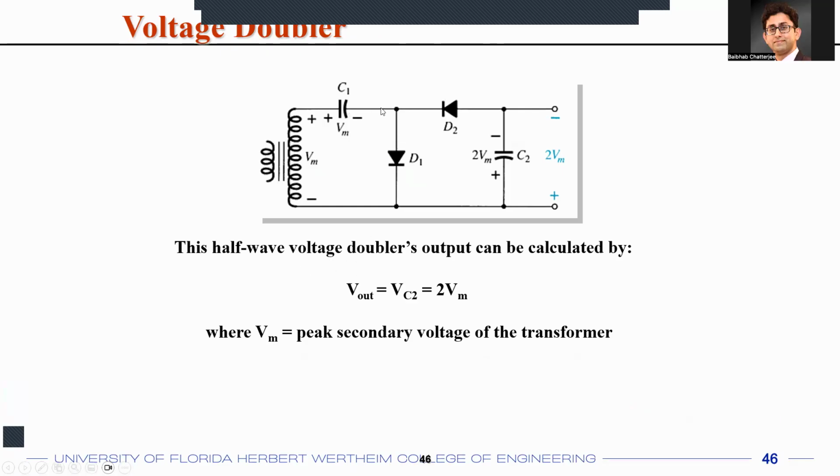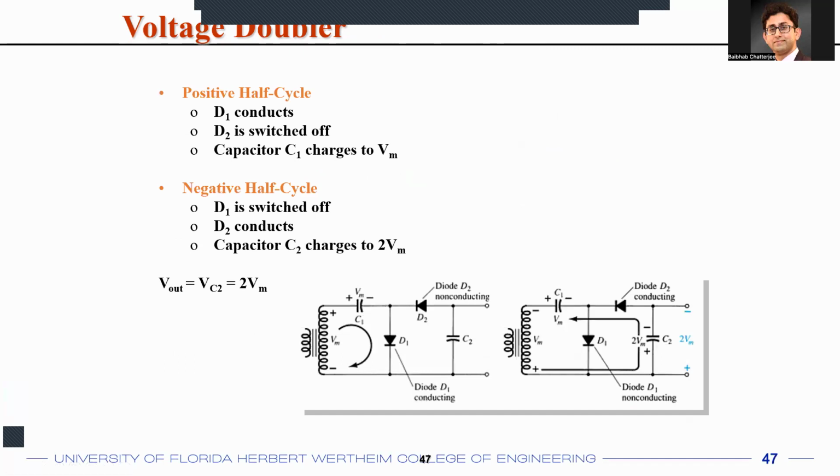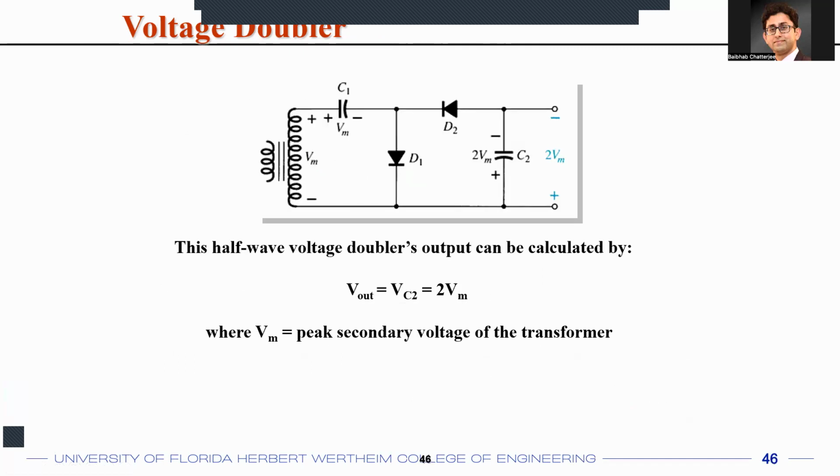So let's say you have this circuit, okay, and the output of this, you will see that we are going to calculate the output of this particular circuit, and we are going to do that in the next slide. Vm is the peak secondary voltage in the transformer. So Vm is the voltage that you have on the transformer. That's a peak voltage.